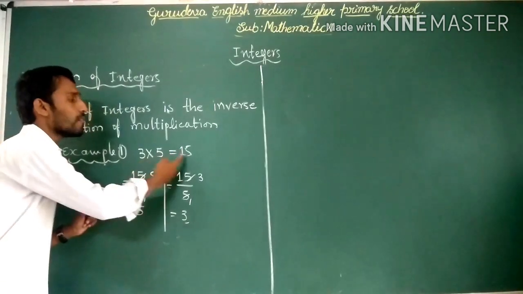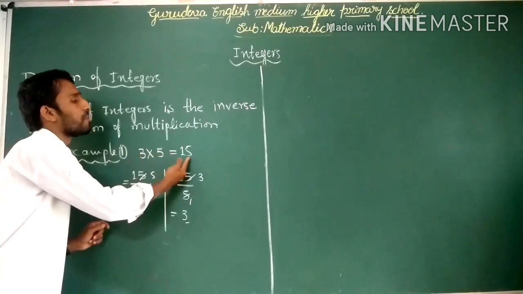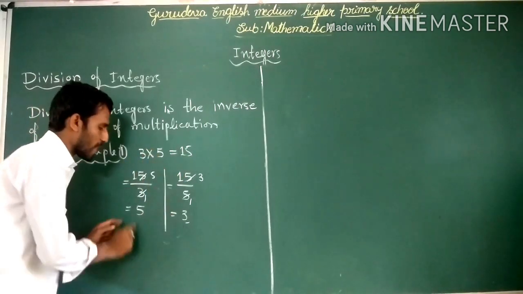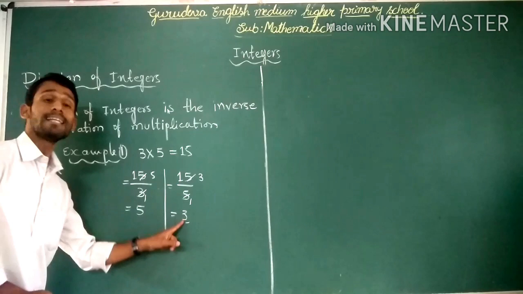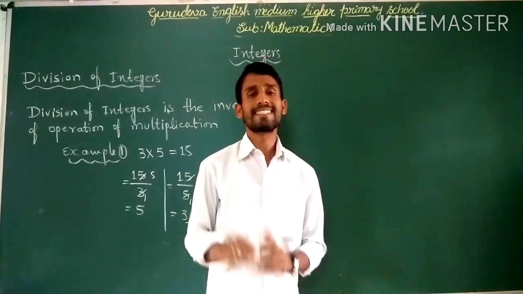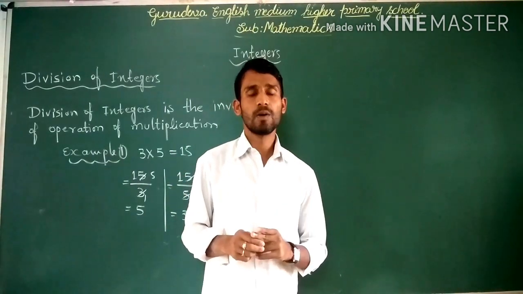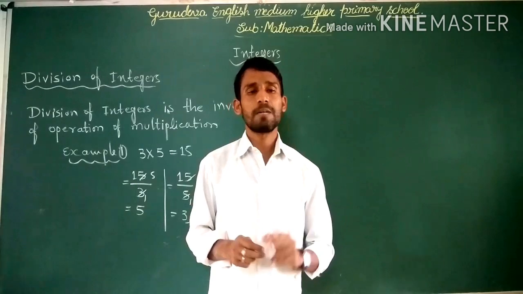You observe here, I am dividing 15 by 3 and I am dividing 15 by 5. We are getting quotients 5 and 3. Now we can say that for each multiplication statement of whole numbers there are two division statements.